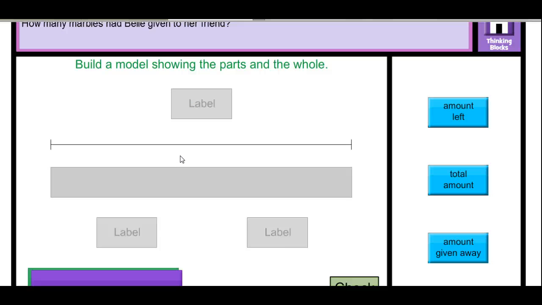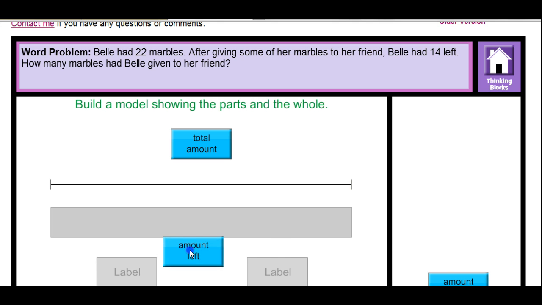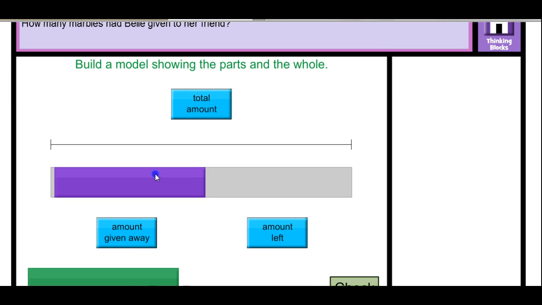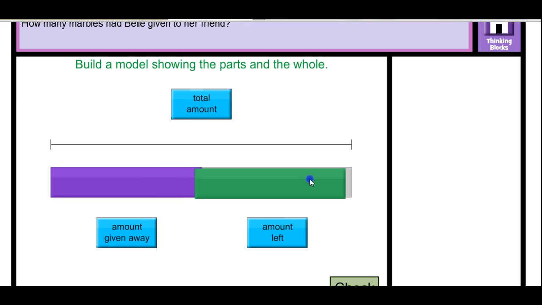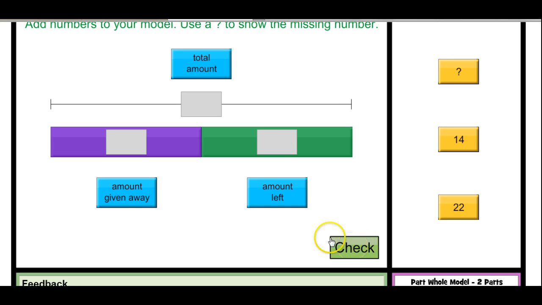So we're going to label our bar models. The total amount goes up here and is represented by the entire bar model. We're going to label the parts, which would be the amount left and the amount given away. We also need to put in our bar models 2 different colors to represent the 2 different amounts, the amount given away and the amount left. And we're going to check to make sure that our labels are correct. And in fact they are, because it brings you to the screen where now you have your values.